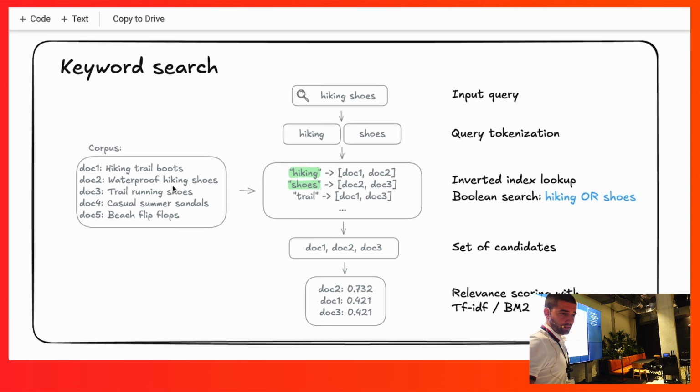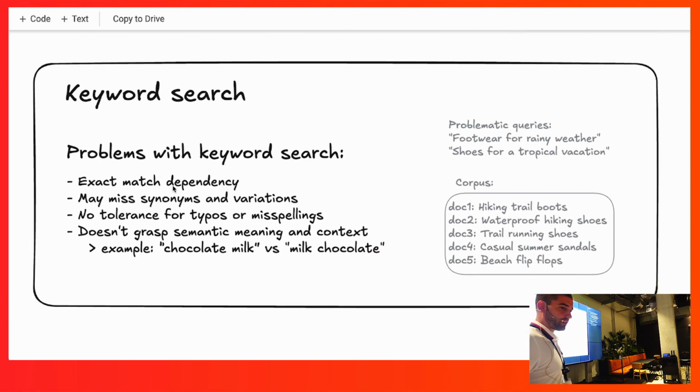But obviously, a system like this has some problems. The problem is exact match dependency. That's the major problem here, I'd say, because when we don't have a match between keyword and document corpus, we just won't get results.